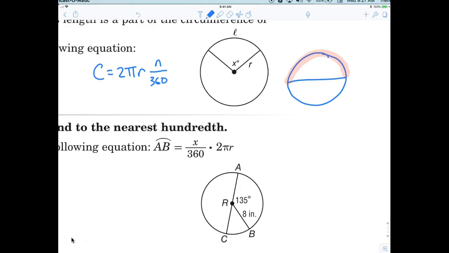Just like if I said, I want to go this far, that's what? 1/4 of the circumference. How did I know it was 1/4? Because 90 out of 360 is what? 1/4. Now I'm saying, let's say x degrees was 74 degrees. 74 over 360 times the circumference. Now look, I want everybody to understand that.